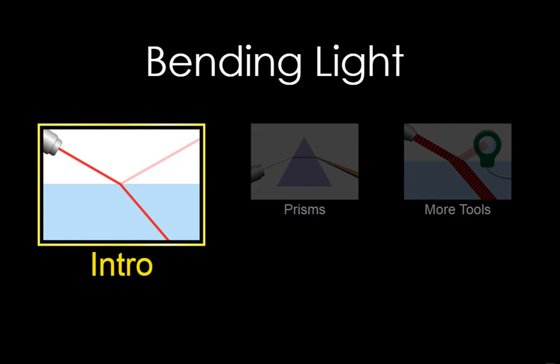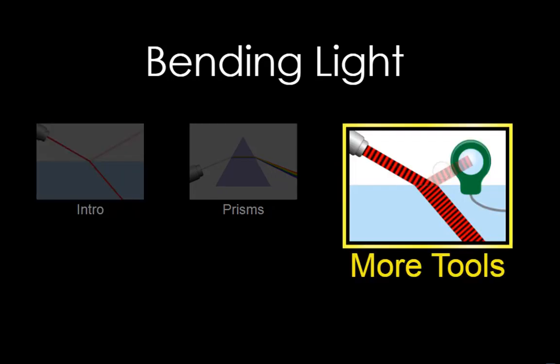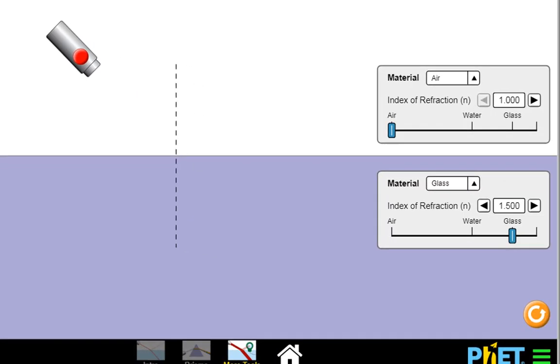So let's see, what have I been speaking about? Let's open our simulation, Bending Light. We can open more tools. Now I'm going to shine the light here, and you can see at the moment light is traveling from an optically easier medium, air, into an optically more difficult medium, glass. So the light is being refracted towards the normal.